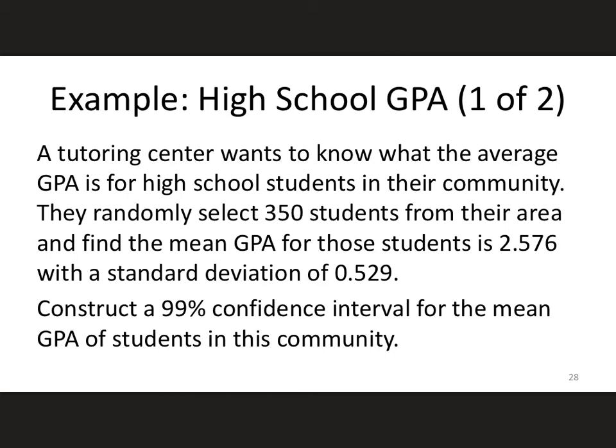Here we're looking at an example for high school GPA. A tutoring center wants to know the average GPA for high school students in their community. They randomly select 350 students from their area and find the mean GPA for those students is 2.576 with a standard deviation of 0.529. Construct a 99% confidence interval for the mean GPA of students in this community. In doing this in Excel, right away I would start putting in the information that I know from reading the problem in the Excel format that I showed you earlier.